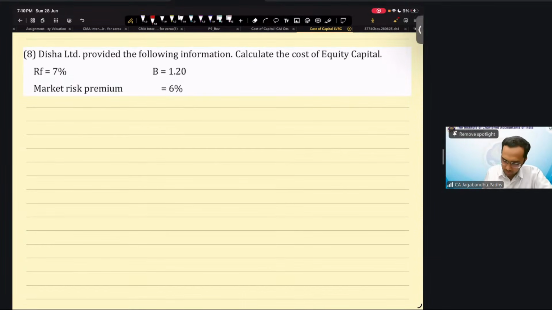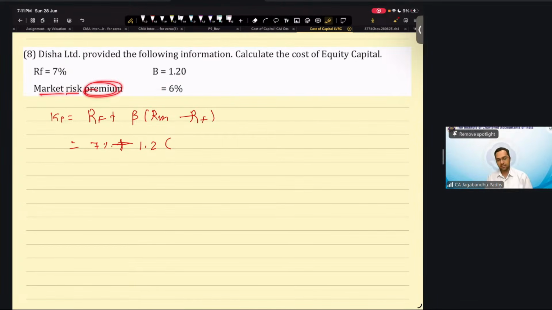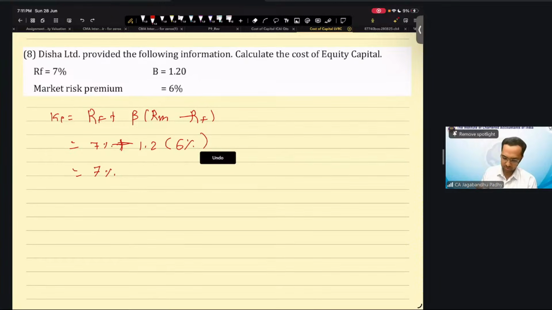Okay. So here you have to calculate K. K is risk-free rate plus beta into RM minus RF. So RF is 7% plus beta is 1.2. RM minus RF is, well, this 6% is market risk premium, guys. 6% is a market risk premium. So this is going to be into RM minus RF. So that's going to be 6%. 7% plus 1.2 into 6%.